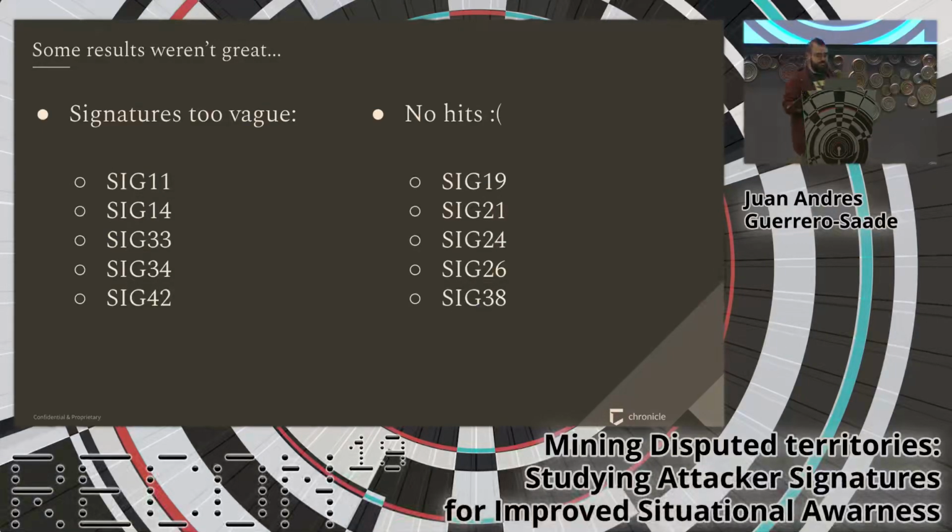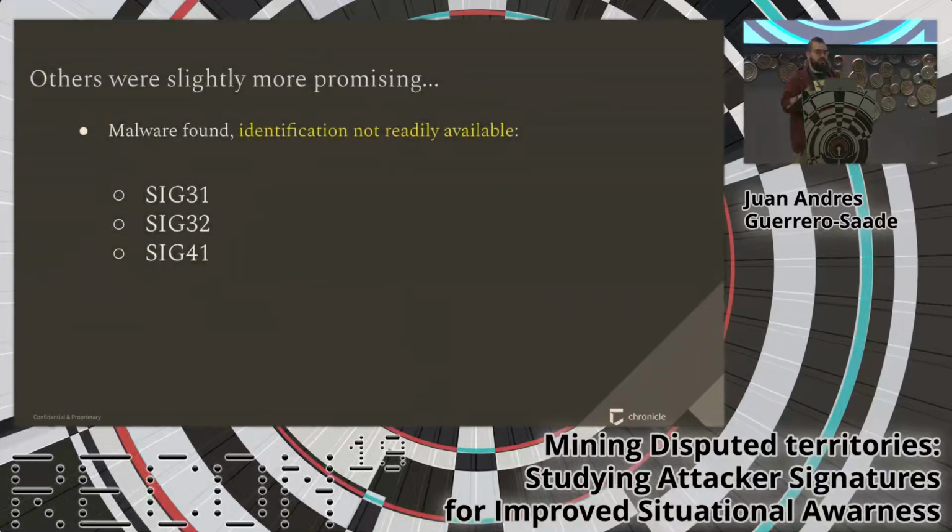I don't know. Others were a little more promising, where we found the malware, but it doesn't look like anybody's worked on this subset of whatever that is yet. So possible research going forward, or if any of you are just getting into the space and would like some cool stuff to look at, signatures 31, 32, 41, I can tell you that they're in VirusTotal. You can hit me up for hashes. I don't know what the malware is. I haven't had the time for it yet.